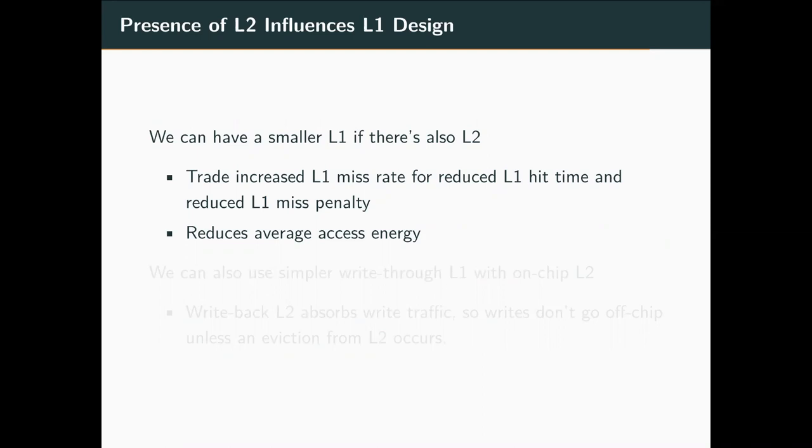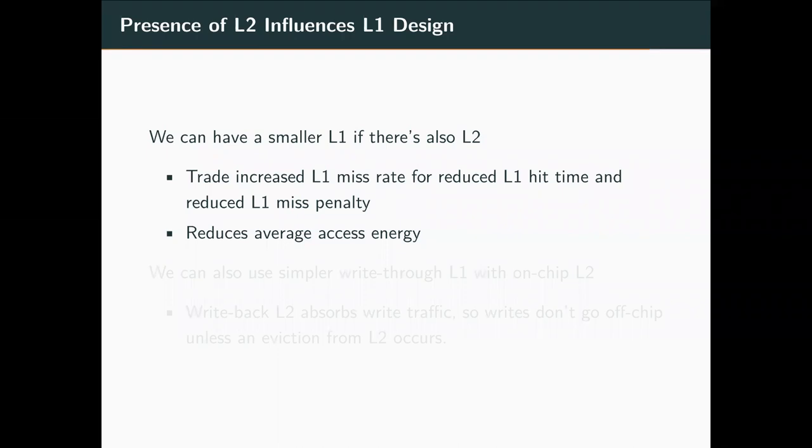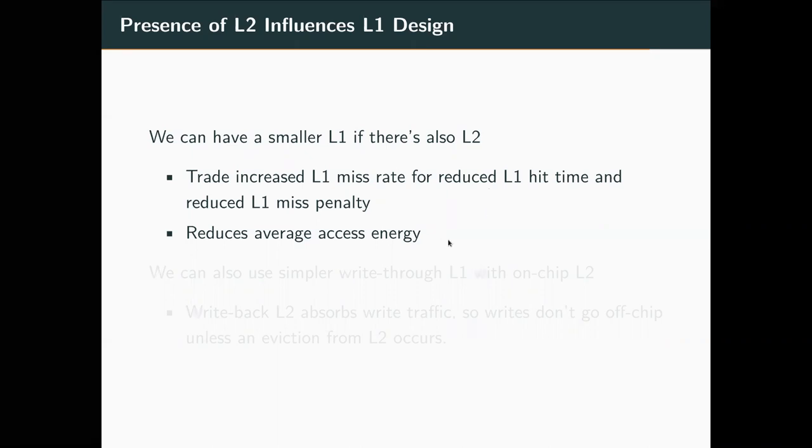Kind of low on time here, but I think we can get through it. So we can have a smaller L1 if there's L2. So this hierarchy actually is able to influence our design of lower level caches. So we trade some increased miss rate for reduced hit time. So hopefully we have a little bit higher miss rate, but we're going to have really good fast hit times in L1 and reduced L1 miss penalty. So these are really good. And on average, it's also going to reduce access energy because it's not going to take as much energy to get data out of our L1 if it's smaller.